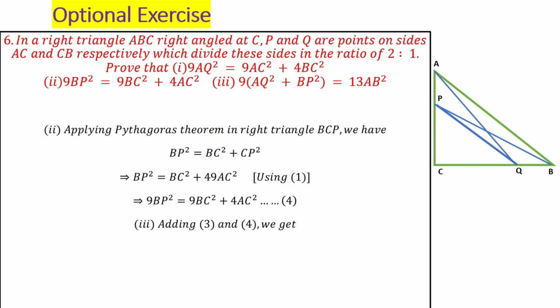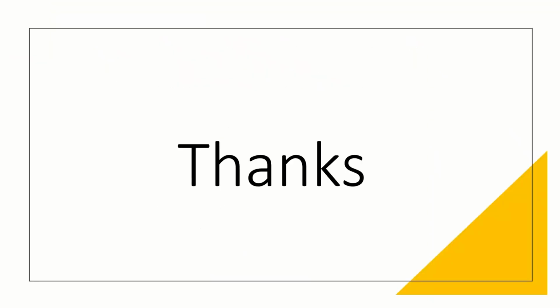Similarly, you add these two, and basically you will get 9 AQ square plus BP square equal to 13 times AB square plus AC square. BC square plus AC square is, we know, nothing but AB square, from the right angle triangle ABC. Sorry, I hope you understand this.